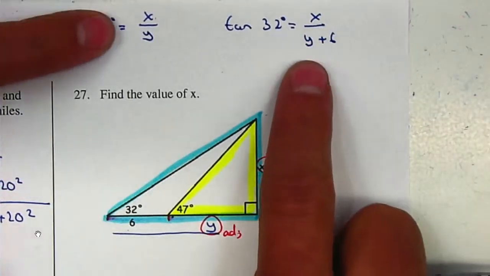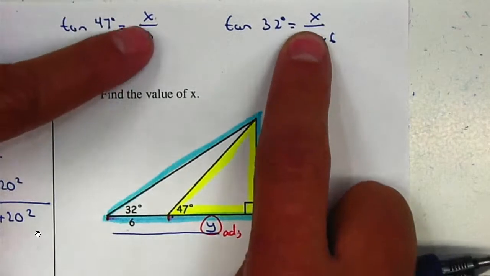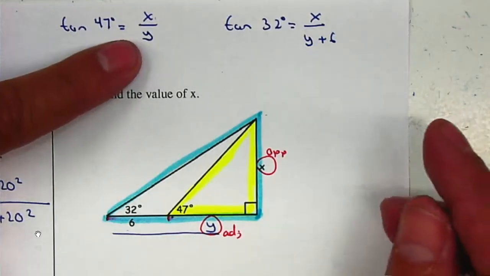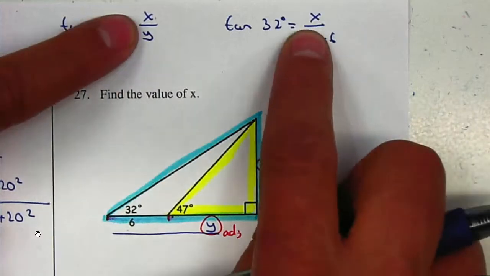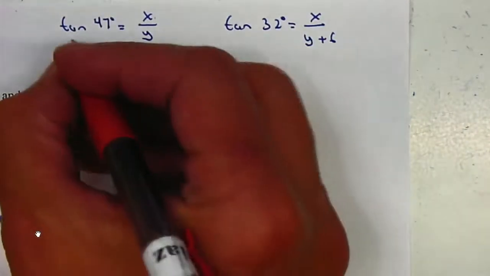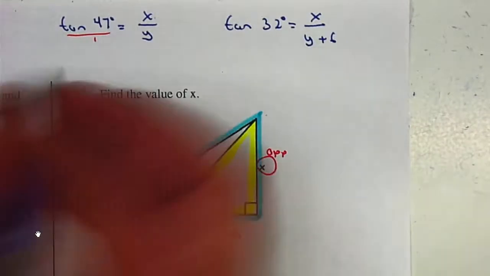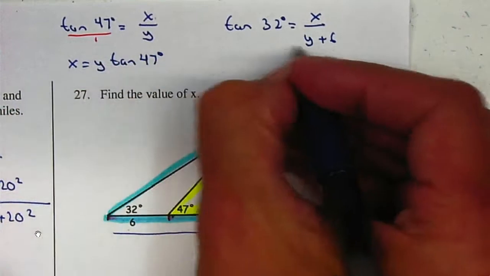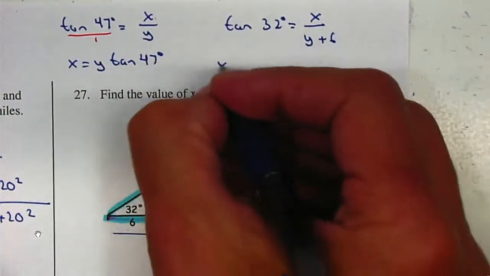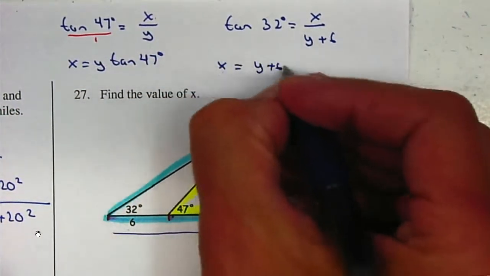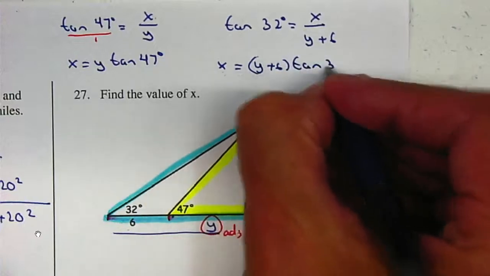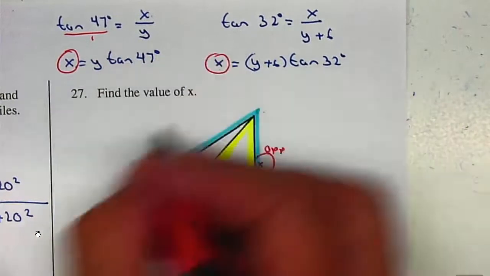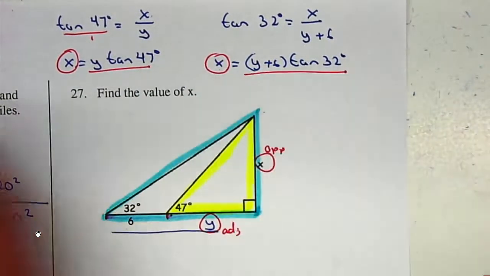Now since they both have an x and a y, I can decide whether I want to solve for x or for y. Either way will work, and we've done it both ways in class, but it'll be slightly easier if you solve for x. So x is equal to y multiplied by the tangent of 47 degrees. And on this one, I cross multiply: x equals y plus 6 multiplied by the tangent of 32 degrees. Because they both are equal to x, I'm going to set one equal to the other.